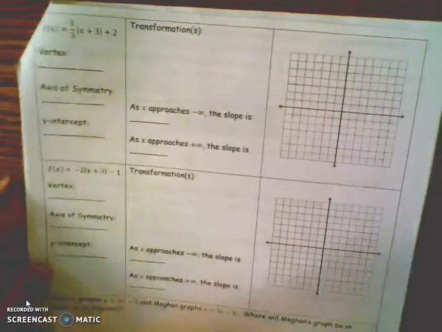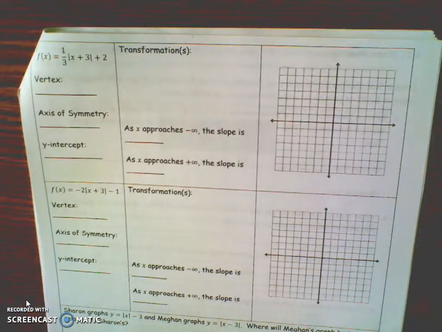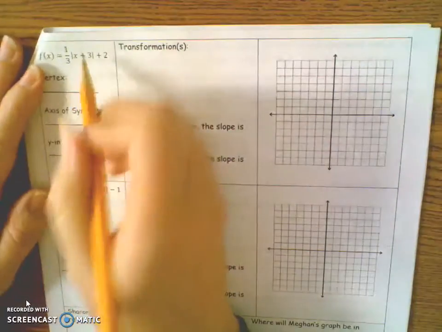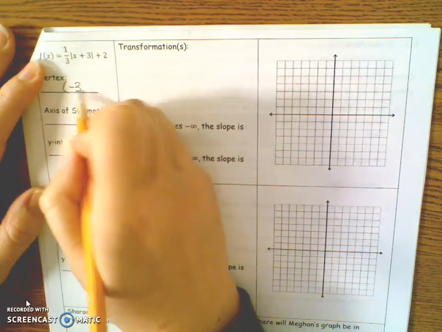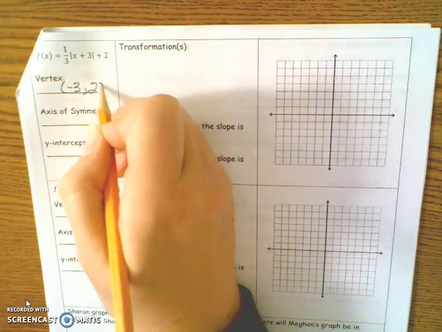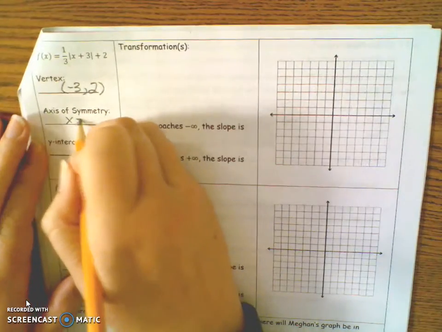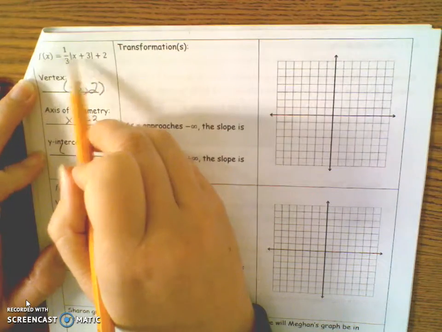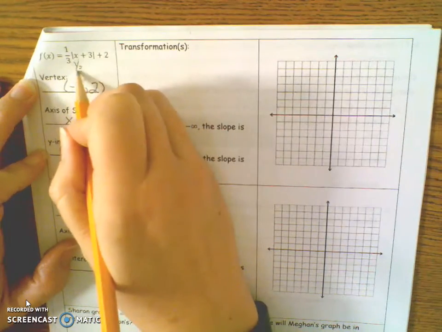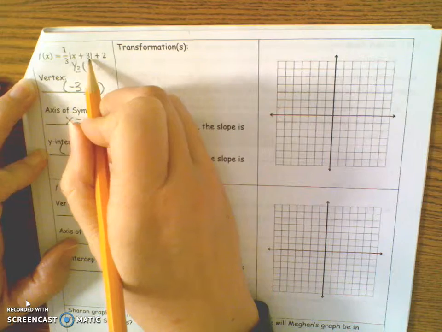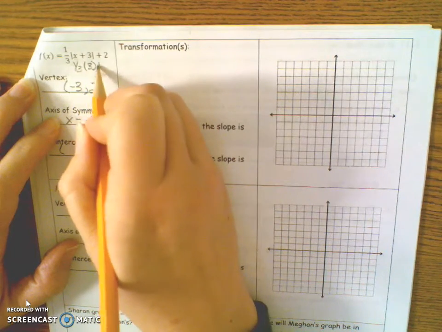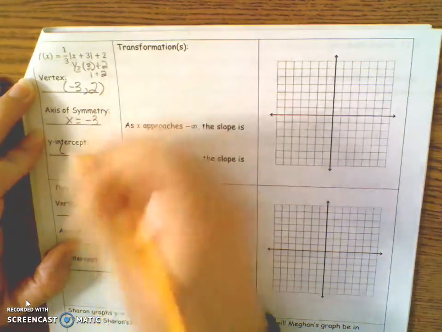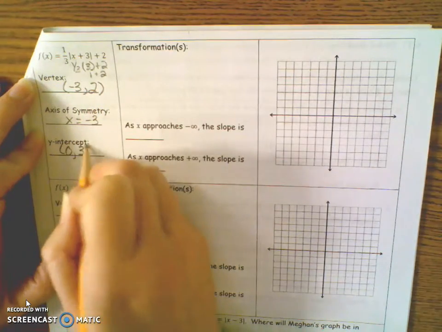Okay, let's try another one. This time we have a slope that's not 1 or negative 1. We have a slope that's 1/3. So our vertex here is going to be (-3, 2). That makes our axis of symmetry x equals -3, and our y-intercept, if I put 0 in there, 1/3 of 0 plus 3 is 3, so 3 plus 2. 1/3 of 3 is 1, plus 2 gives me 3. So I've got (0, 3).